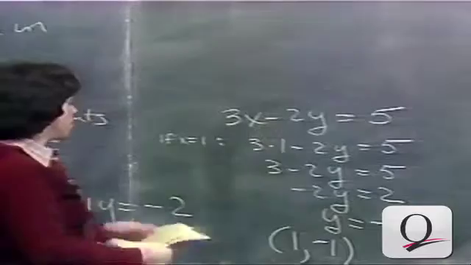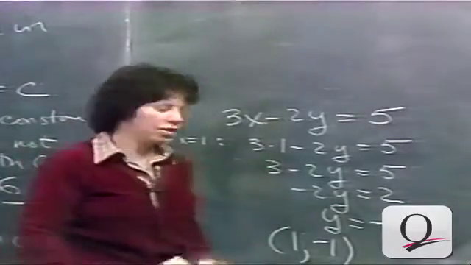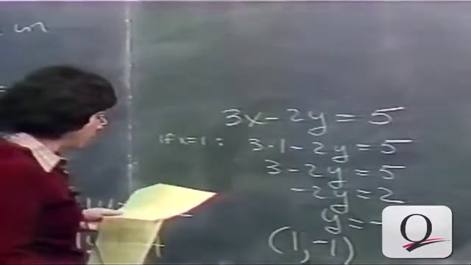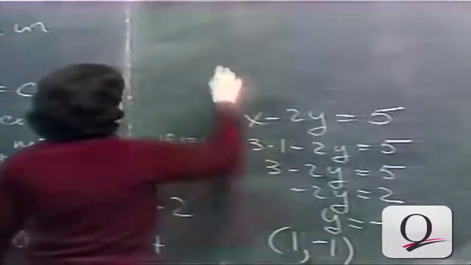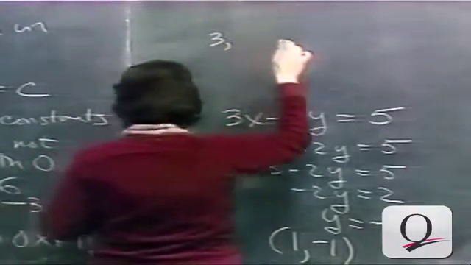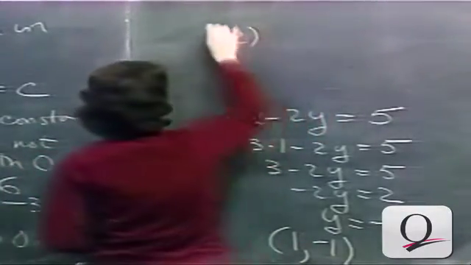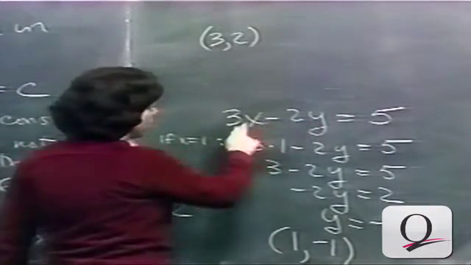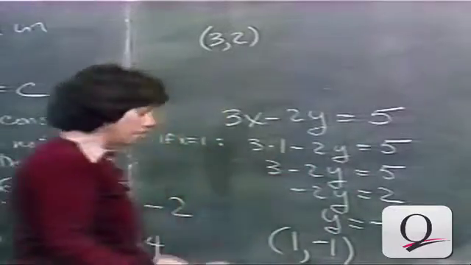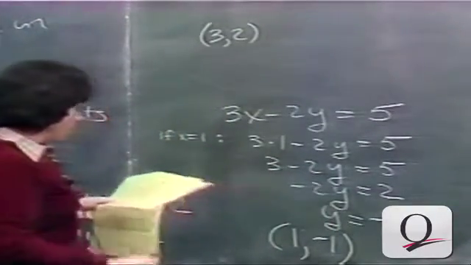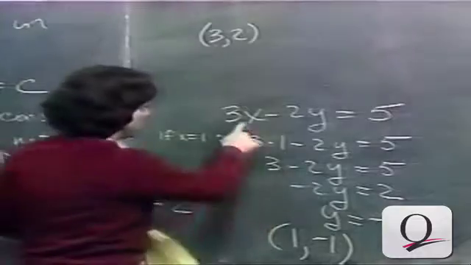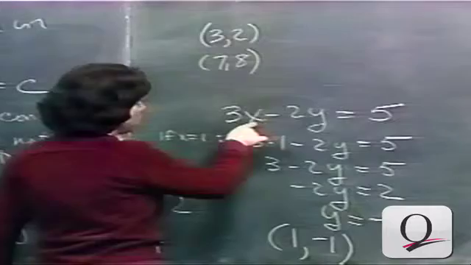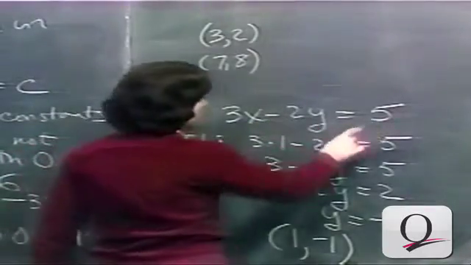Okay, now there are, in fact, many solutions to this equation. (1, -1) is only one of them. If we were to let x equal 3, we would solve, and we would see that (3, 2) is also a solution to this equation. If x equals 3 and y equals 2, we get 9 minus 4 is equal to 5. And there are many others. Let's see, (7, 8) happens to also work. 3 times 7, that's 21 minus 16 gives us 5.